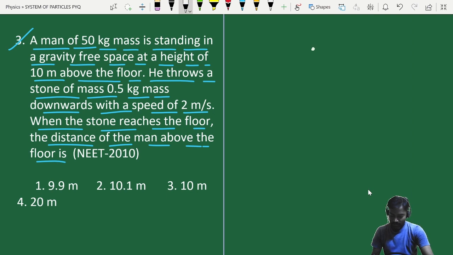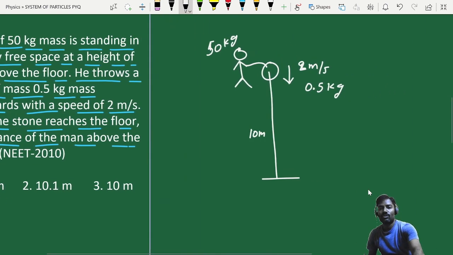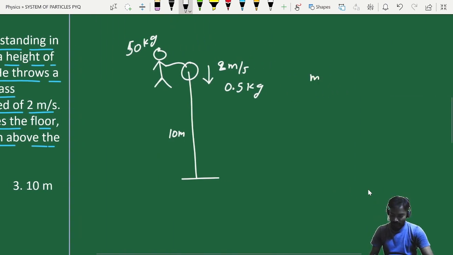See, here is a person who threw a stone downwards with a speed of 2 meter per second. Mass of the stone is 0.5 kg. Mass of the person is given as 50 kg. So the instant when the stone reaches the floor, which means the stone has covered 10 meter. So according to the principle of moments, m1x1 is equal to m2x2.